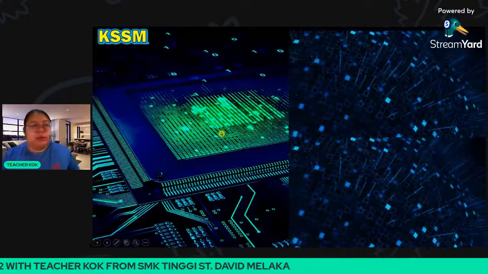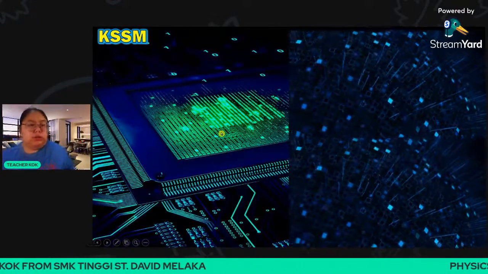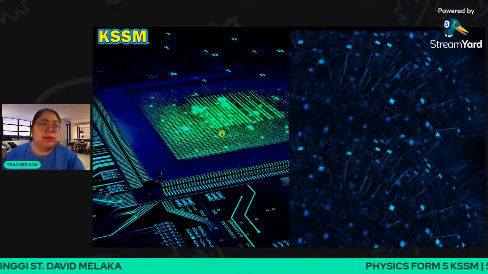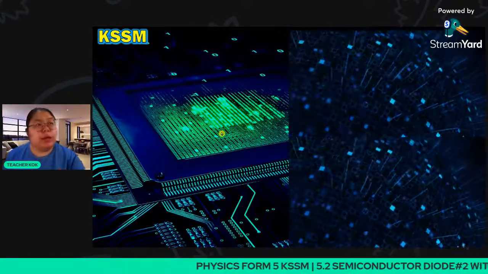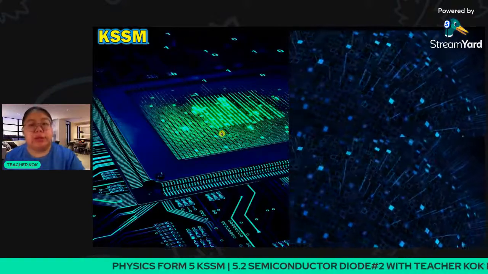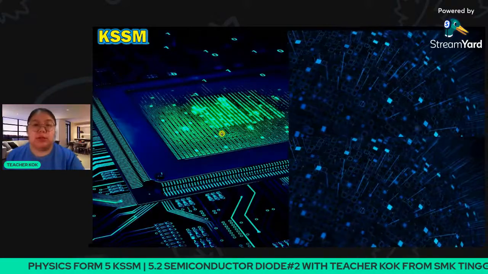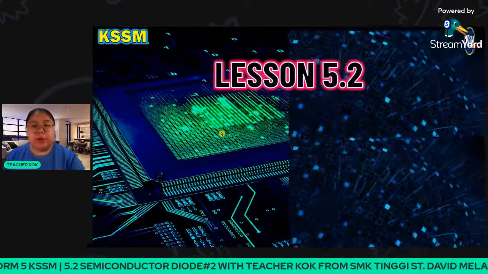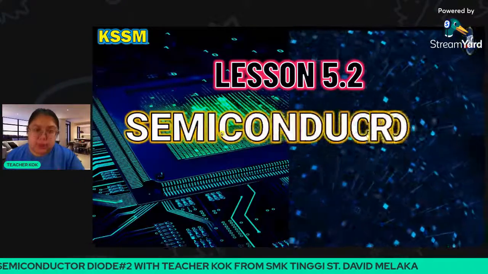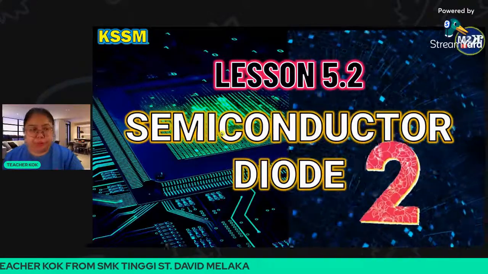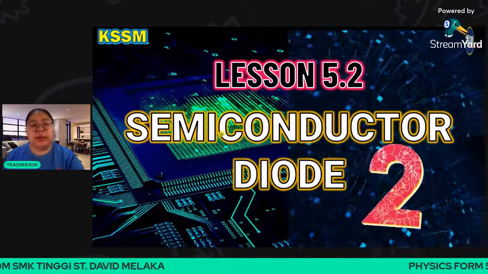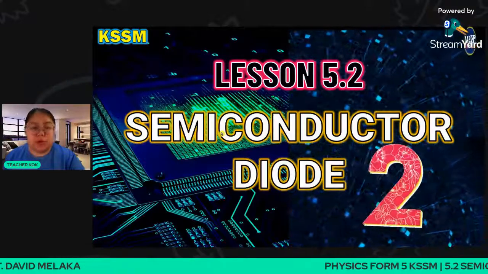Okay, so from here today, we want to continue the lesson. There's a semiconductor also, but this one is series 2. We continue with the next one. What's a function for semiconductor? Okay, so today should be 5.2 again, semiconductor diodes, but this one is series 2. Okay, we go through another function for semiconductor.